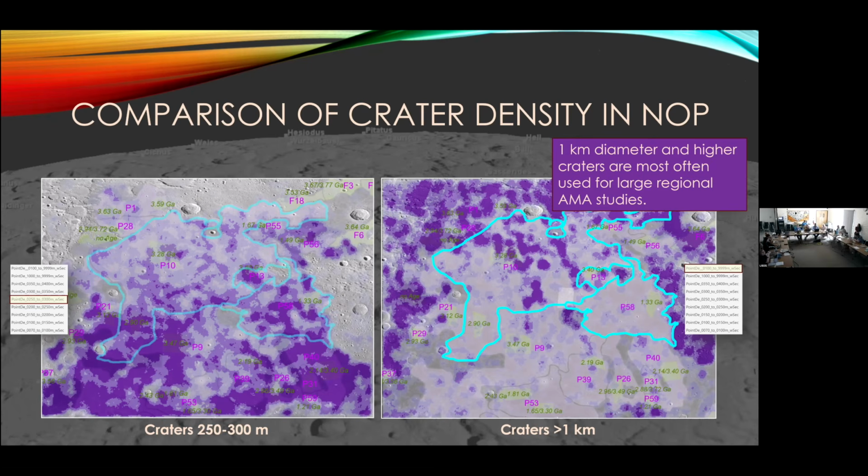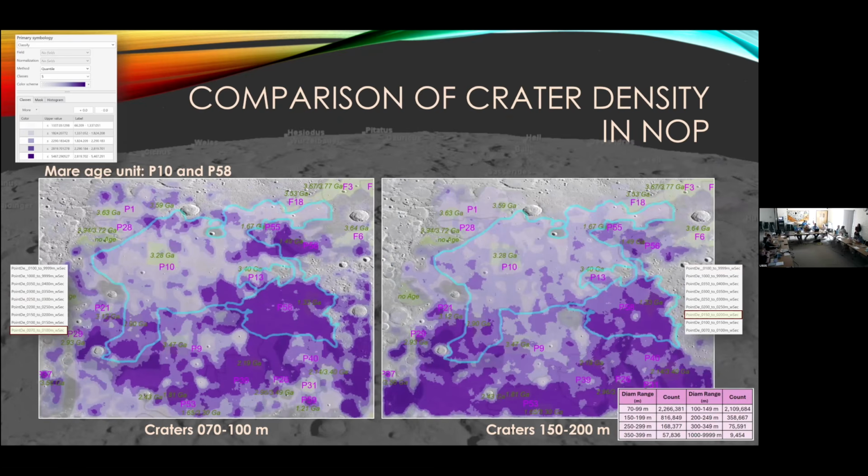And I probably should have put them on the same slide, but if we go to this left slide, I went backwards to P58. So a young Mare surface is going to have a high density of small craters. Sure enough, it does. P10 has been well worked. Craters have reached the saturation point at that small size. So it's quite devoid of craters.